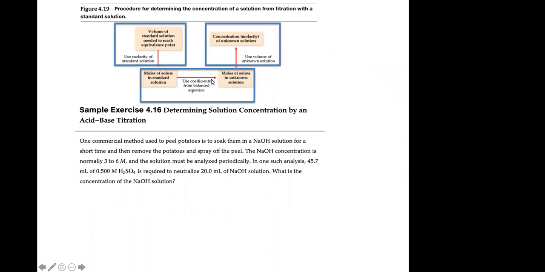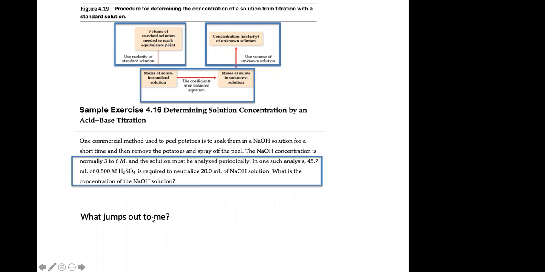Here's the book's outline, which I think is aligned with what I've been saying. We want to use the coefficients from the balanced equation and use the solution information to get the number of moles involved. Let's look at this one. Here's the sample exercise that's worked through. As I read through it, it's describing an acid-base reaction between sodium hydroxide and sulfuric acid, H2SO4, and it's asking for the concentration of the sodium hydroxide.